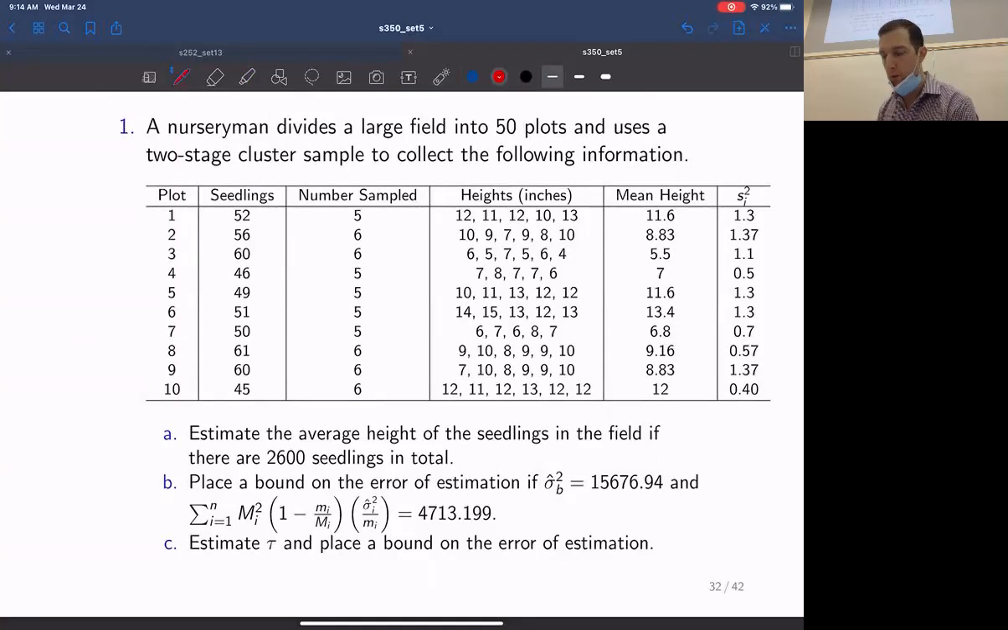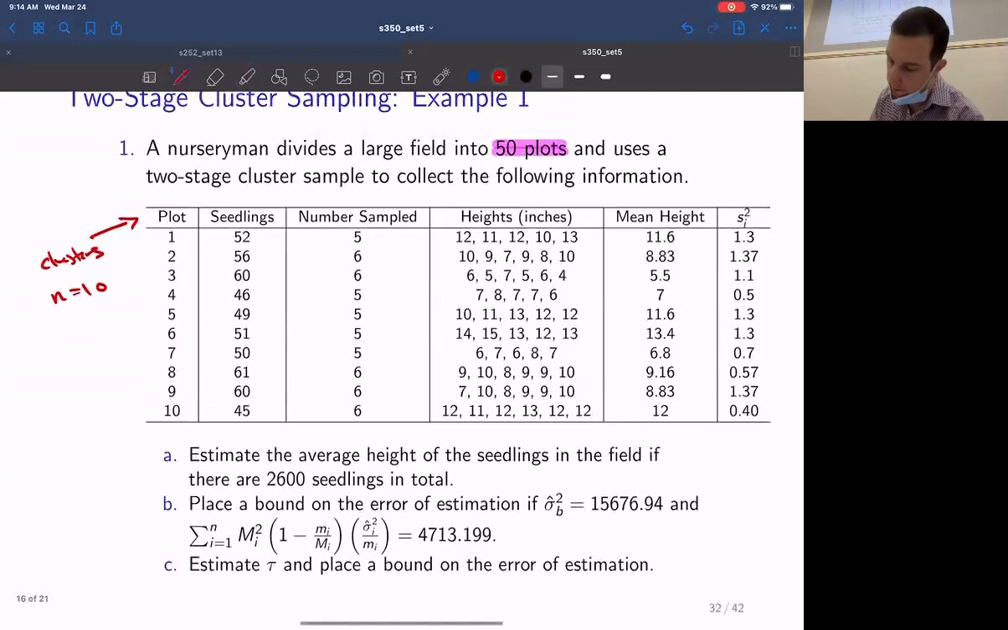Okay, so let's break down what we have just so that we have an idea of what the two-stage approach is giving us. First we have our plot here, right? So the plots are the clusters. So we have little n equal to 10 clusters that have been selected. In the original description of the problem, we are told that there are 50 plots. So this means that we had capital N equals 50 plots to choose from. So effectively what we have done on stage one is we have selected 10 plots from the 50 that were available to us.